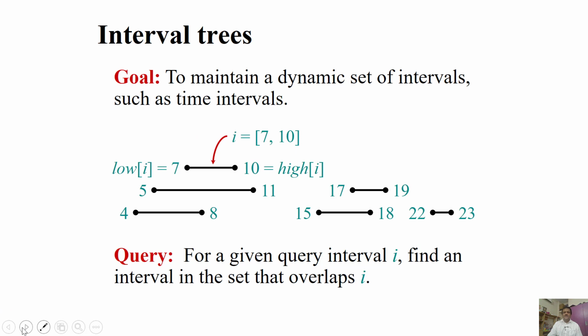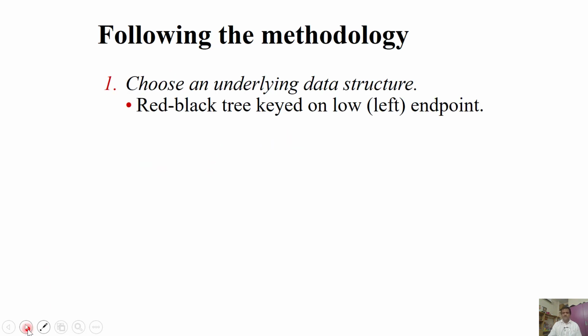Now, for this problem we have to think of a data structure to store these intervals. Again, we do the data structure augmentation. So, we have to take an underlying data structure. We take the red black tree as the underlying data structure because it is a balanced binary search tree, and the node will be keyed as the left endpoint.